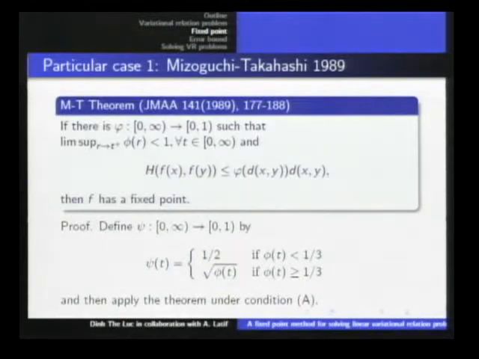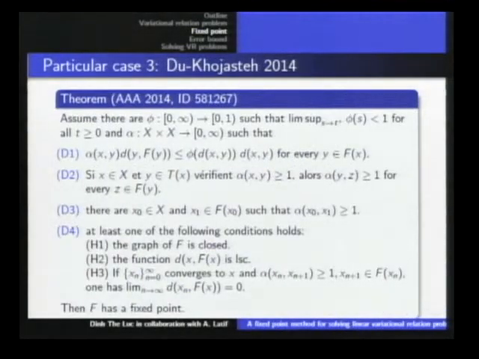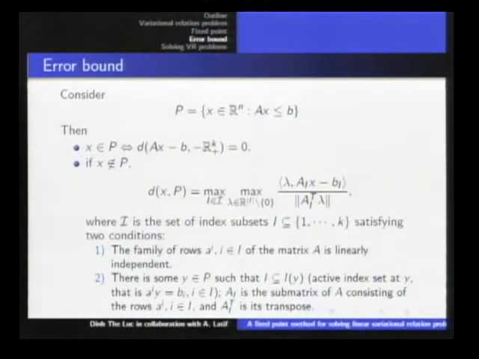For example, to obtain the Mizoguchi-Takahashi theorem from the previous one, just put a function like this one, then you obtain at once the Mizoguchi-Takahashi theorem. Or the next one by Ćirić, you can obtain also by putting xi equal to the square of phi and so on. The same thing for the result by Łukaszewicz, a very recent result, you can obtain easily from our previous theorem. Okay, now I have to pass to the Hoffman bound.